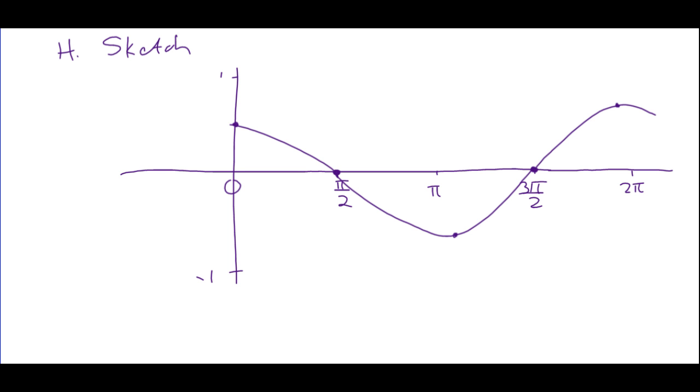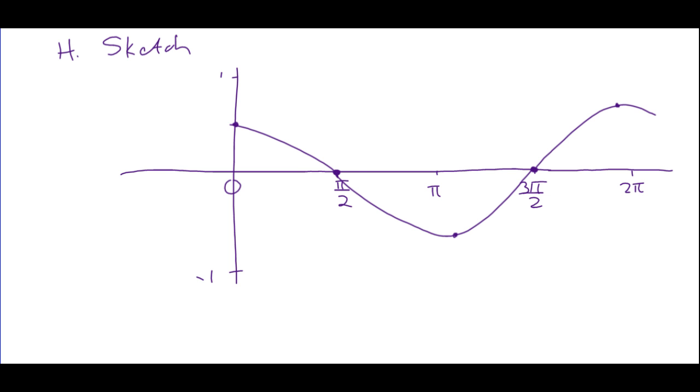Okay, now let's verify that that matches. So it's increasing from 7 pi over 6 to 11 pi over 6. It's decreasing from 11 pi over 6 to 2 pi. And it's decreasing from 0 to 7 pi over 6. So that's decreasing, increasing, decreasing. So that matches, right? Concave up, pi over 2 to 3 pi over 2. That's the point of inflection. Concave down, yep. So I think that's it.